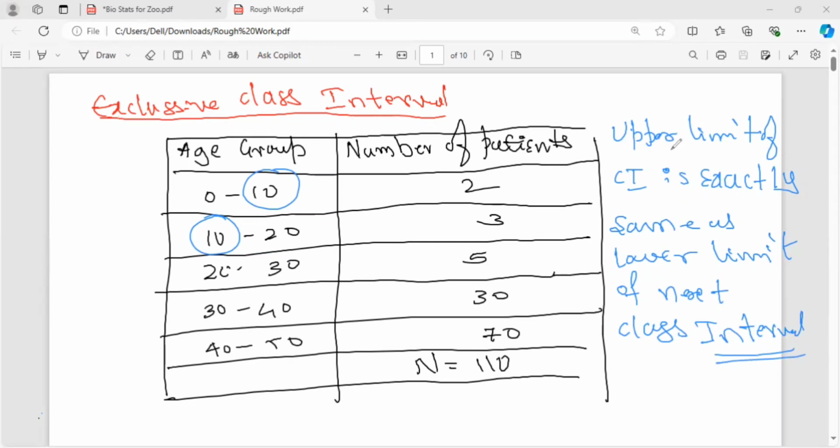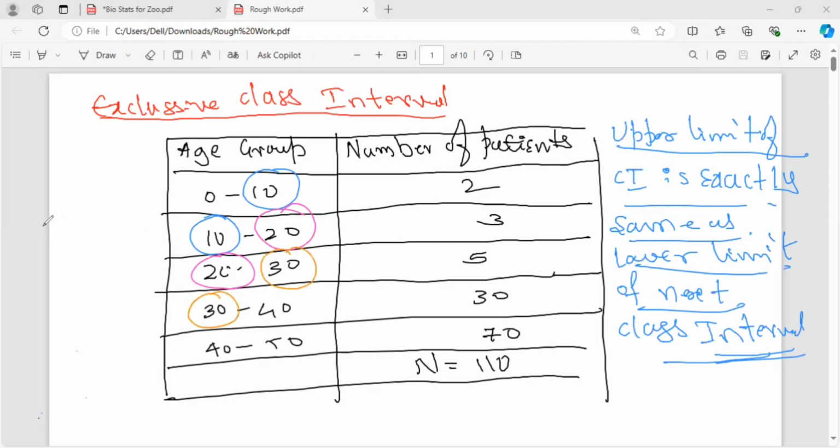Exclusive class interval means what? The upper limit of a class interval is exactly the same as the lower limit of the next class interval. Just check, 10 and 10 are the same. Then next, this 20 and 20 are the same. Next, this 30 and 30 are the same. And similarly for the next one, 40 and 40, same, right? So the upper limit of any class interval is the same as the lower limit of the next class interval, right? So this is what an exclusive class interval is. Clear?